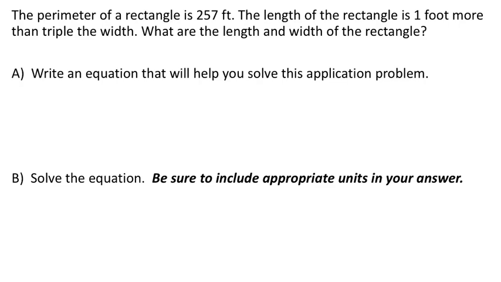The perimeter of a rectangle is 257 feet. The length of the rectangle is 1 foot more than triple the width. Find the length and width of the rectangle. So I'm going to actually draw a rectangle here.